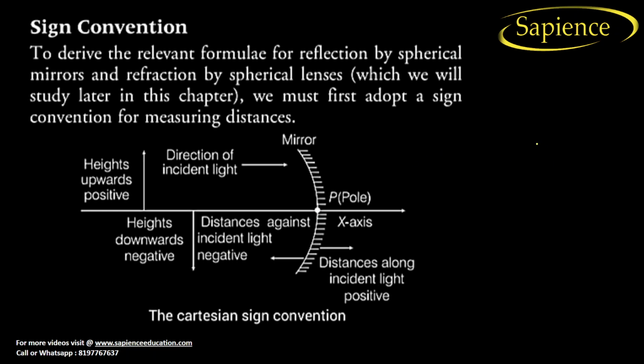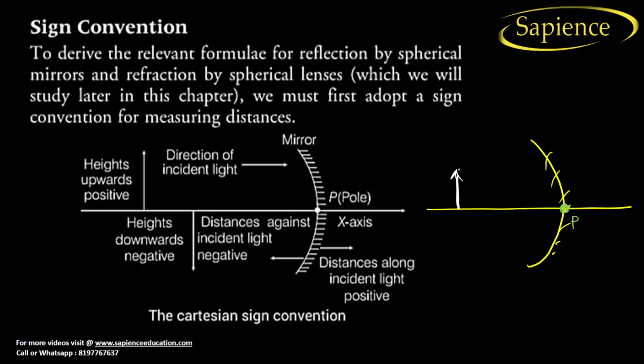So, sign convention. See here, let us consider this is a mirror and there is an object which is kept at this point. If you want to find the object distance, you have to consider the pole first of all. You have to measure the object distance with reference to the pole only.